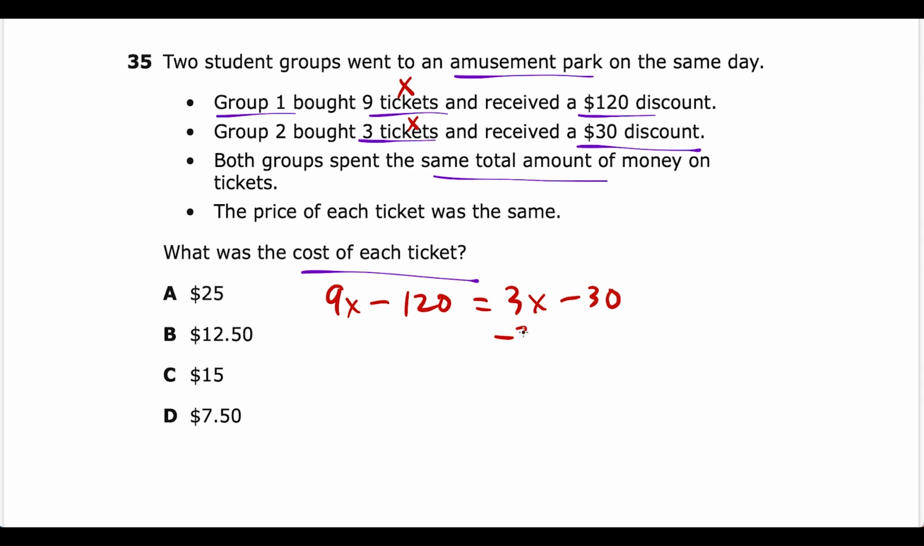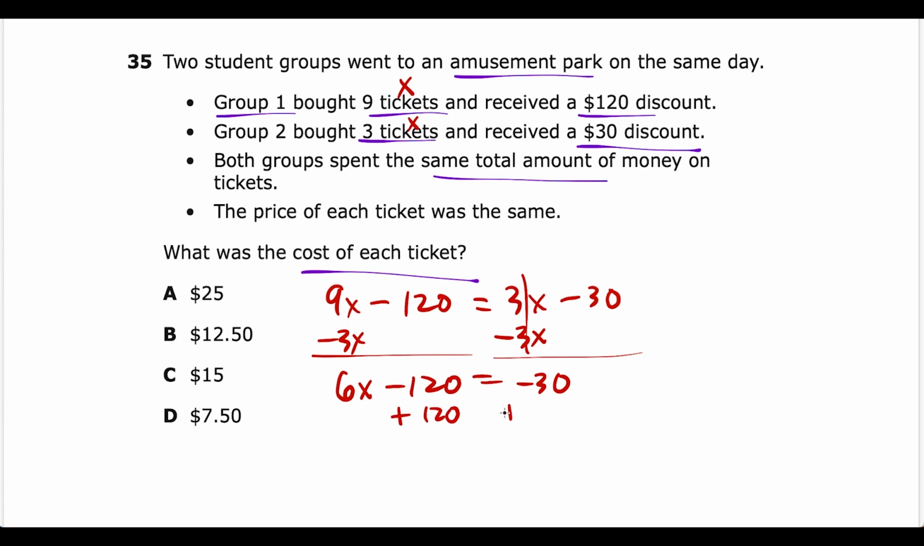And now just solve for X, so minus 3X on both sides. And we're going to have 3X minus 3X canceling. 6X minus 120 equals, and we're left with negative 30 on the right side. And now we want to get X by itself, so add 120 to both sides. And now what we've got here, these cancel. We're going to have 6X equals 120 minus 30 is 90.